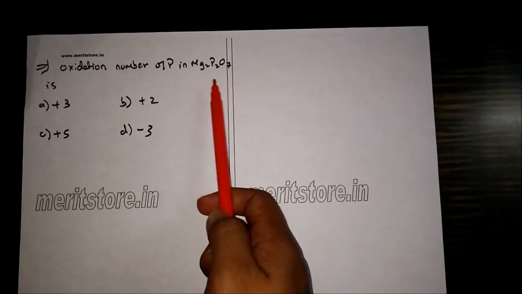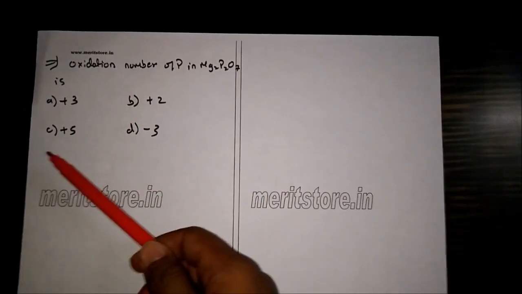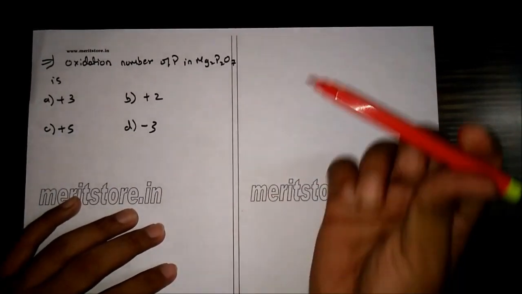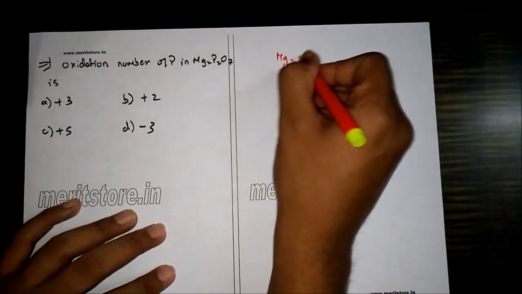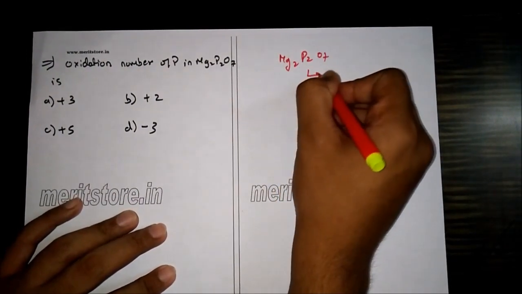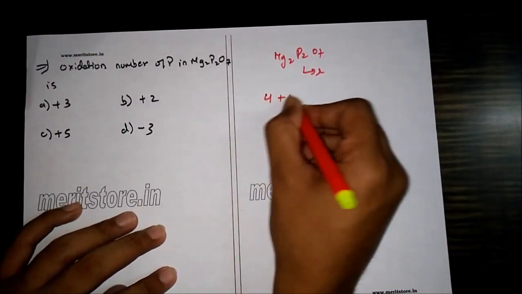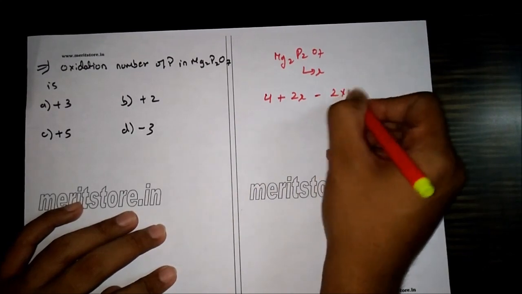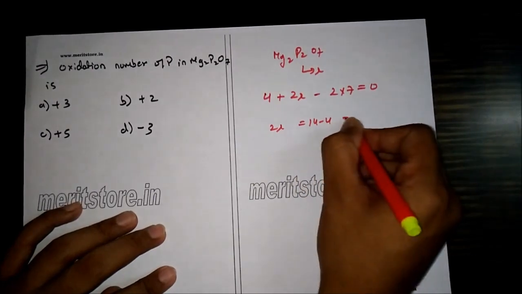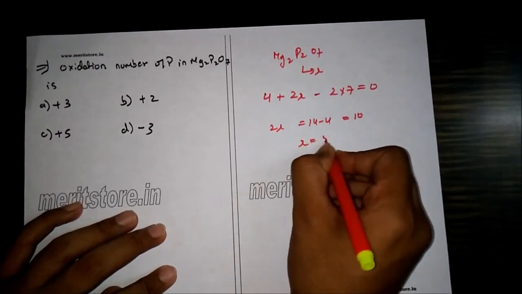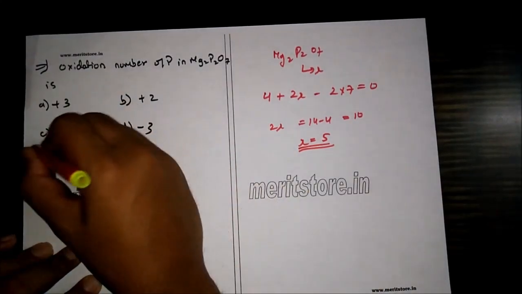Oxidation number of P in Mg2P2O7 is A +3, B +2, C +5, or D minus 3. Now, let the oxidation state of phosphorus P be X. In Mg2P2O7, P is X. Now, Mg has an oxidation state of +2, so this is 4 plus 2x minus 2 into 7 equal to 0. Therefore, 2x is equal to 14 minus 4, which is 10. Therefore, x is equal to 5. Therefore, the correct answer will be +5, which is option C.